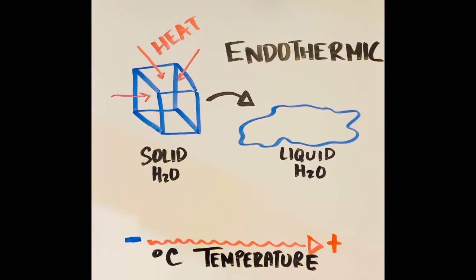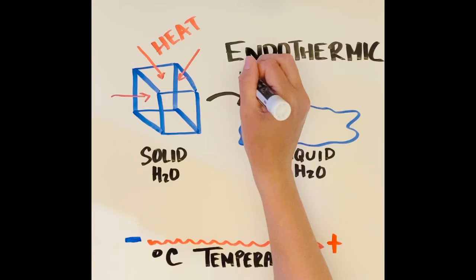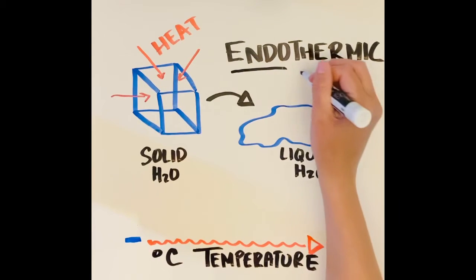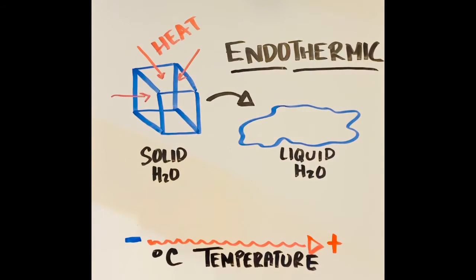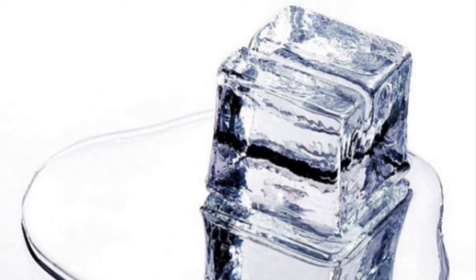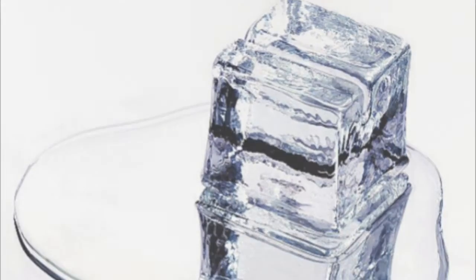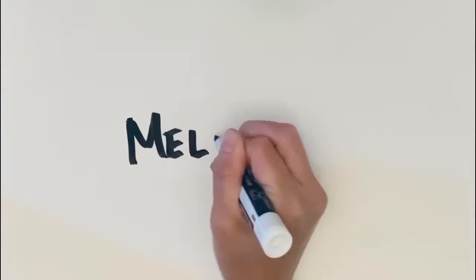The prefix endo means within, or from inside. So the heat is moving into the ice cube. The ice cube's absorbing the heat. And thermic always has to do with temperature. We call this transition from solid to a liquid by adding heat energy melting.